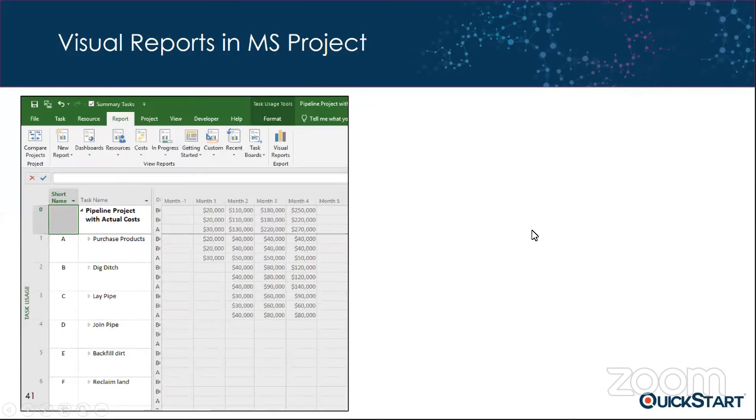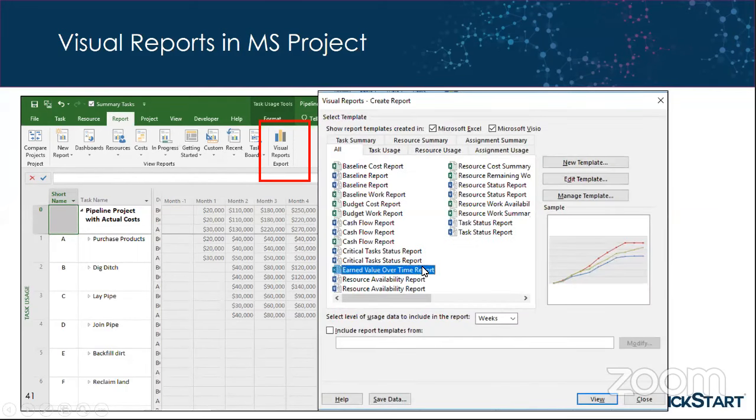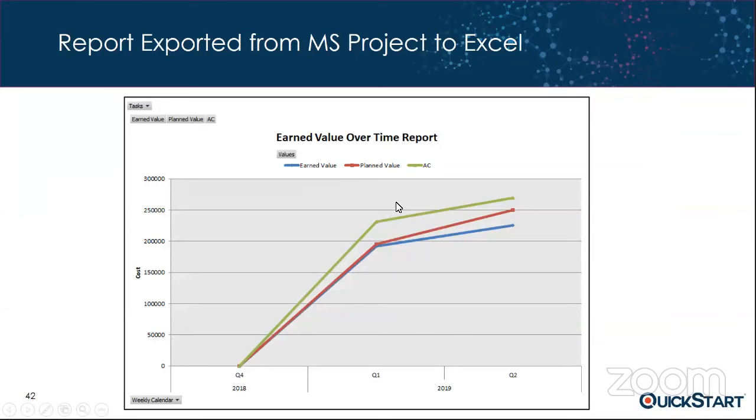So let's move forward just a little bit, because I want to show you one more trick. There's actually a feature in Microsoft Project called Visual Reports, and if you were to drill into those visual reports, one of the reports is an earned value over time report, and look at that. You can see straight away that if we were to run that report, it gives us an S curve, and you can see your earned value, plan value, and actual cost can be dumped right out of Microsoft Project, exported into Excel for reporting purposes.